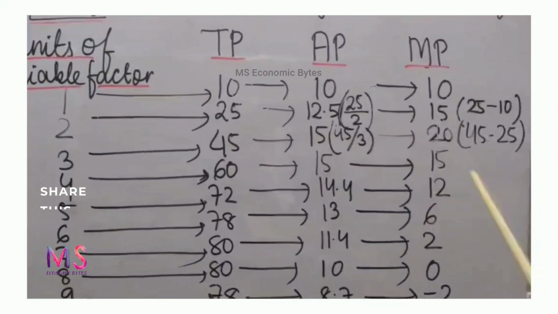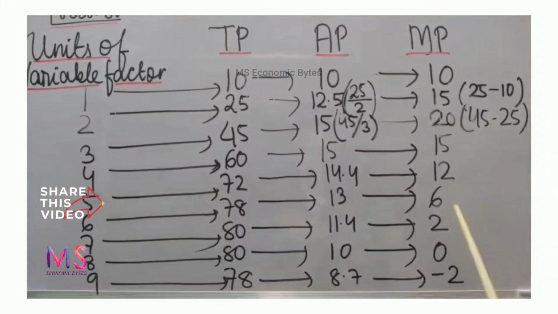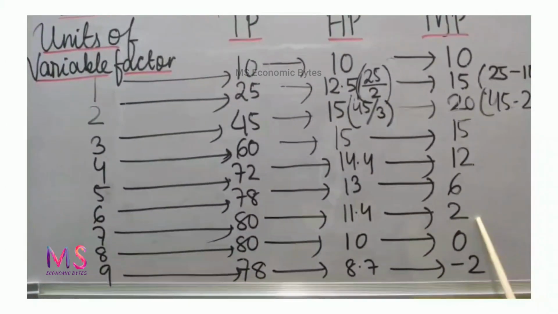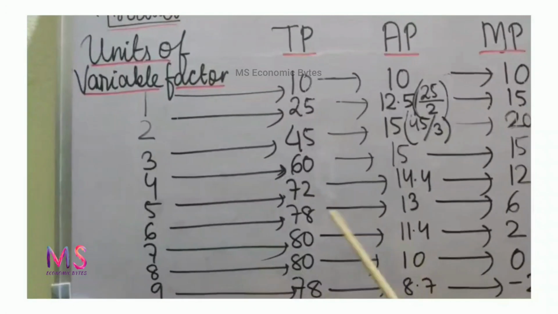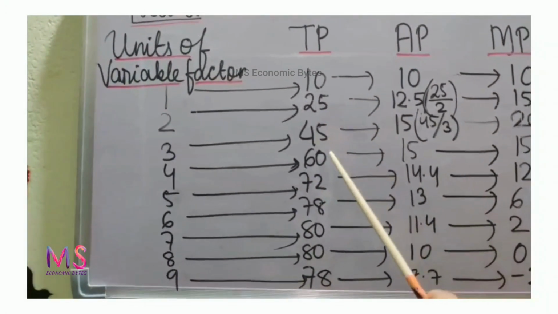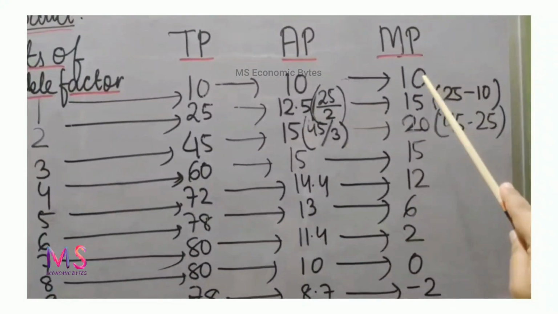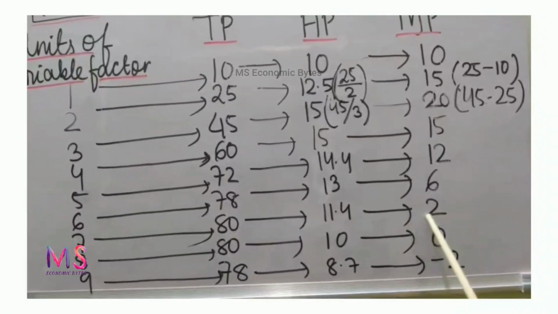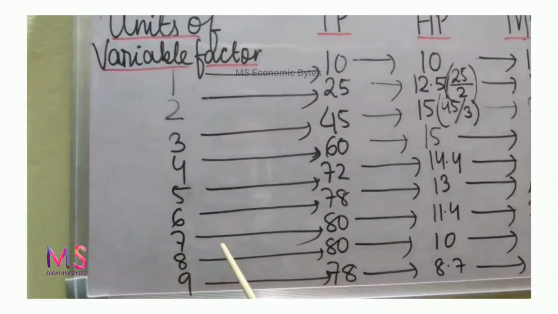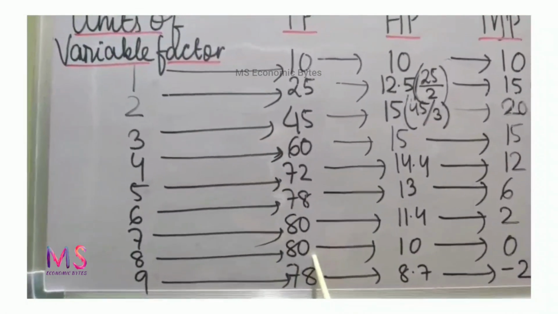So you can see that when your marginal product is positive, up to this point, and non-zero, your total product goes on increasing from 10 to 25 to 45 to 60 and so on. Now, when the marginal product becomes zero, at the 8th unit of variable factor, your total product is maximum. That is, it is at 80.